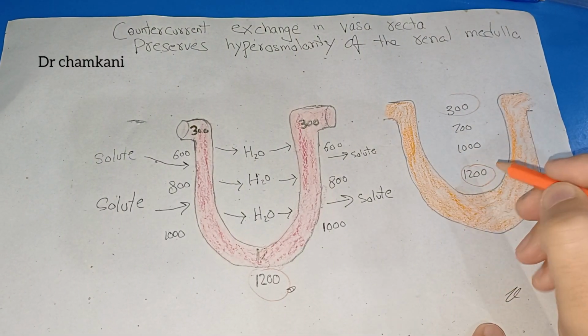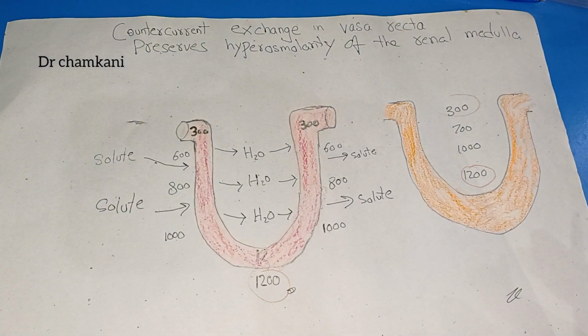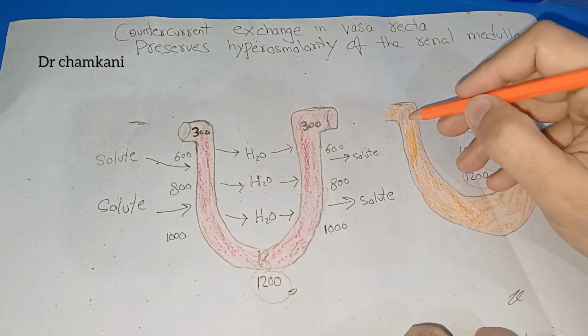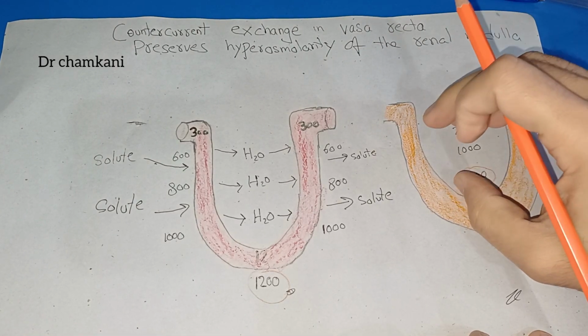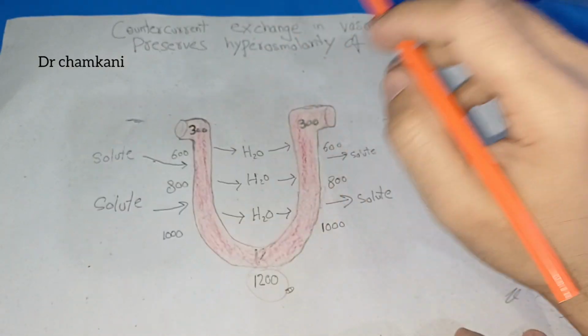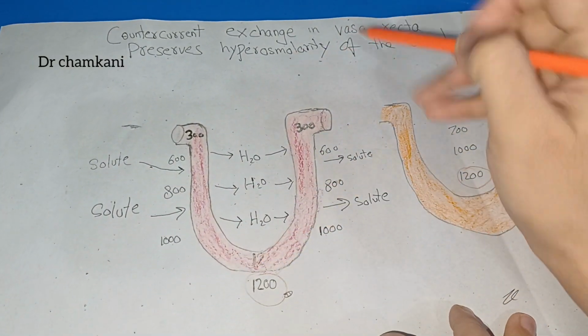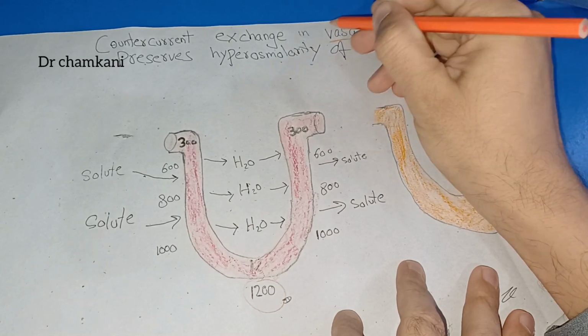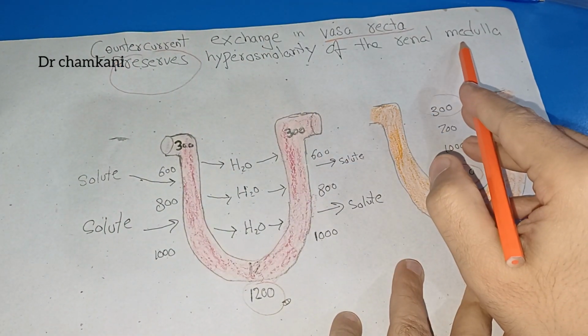But once this hyperosmolar medulla has been achieved, how is it maintained? Now these are nephrons. This is a loop of Henle of a nephron, but the kidney needs blood supply as well. The blood supply, especially to the medulla, is also in the form of U-shaped blood vessels known as vasa recta, and they preserve hyperosmolarity of the renal medulla.